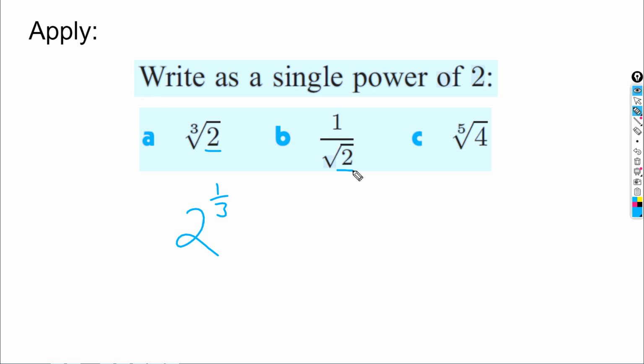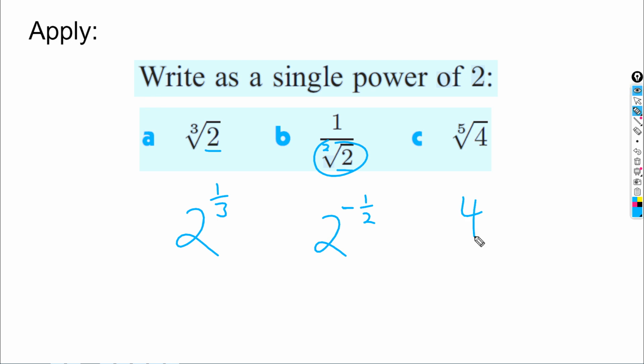For the second one, again, here's our base of 2. It's got a square root going on, so we could write that as 2 to the 1/2 power, because again, there's always this implied 2 here if nothing else is written. However, it was in the denominator. And since it was in the denominator, that means that our exponent must have been negative. So we have 2 to the negative 1/2 power. Once again, the 1/2 is what makes it a square root, and the negative is what puts it in the denominator.